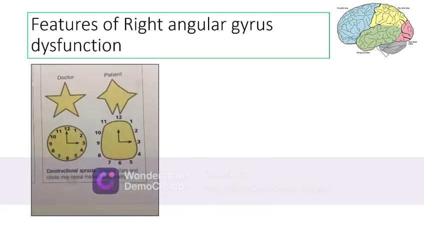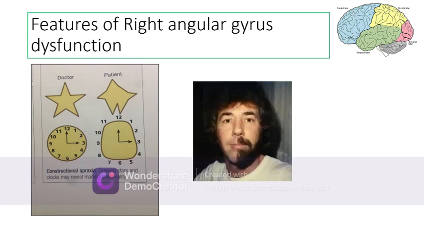Now, how to assess features of right angular gyrus dysfunction? The examiner asks the patient to copy simple figures like a star or maybe a clock, as has been shown in the picture, and the version drawn by the patient is what has been shown. This is termed constructional apraxia, in which the patient is unable to copy simple geometrical figures.